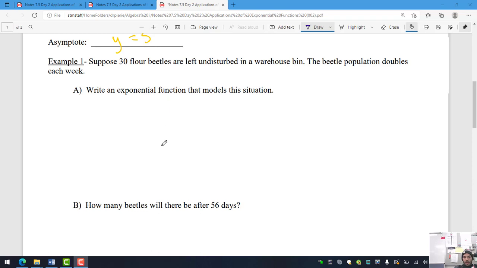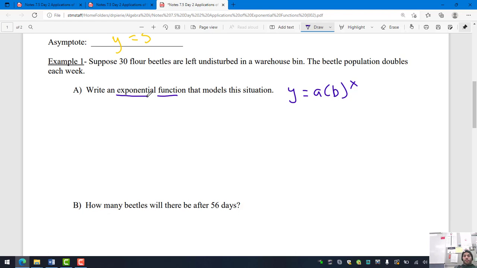When it says exponential function, what that should mean to you is you're going to write an equation that follows this format: y is equal to a times b raised to the x power. When we write this equation, we have to figure out what number is for a and what number is for b. If we have those two things, we'll have the exponential function.